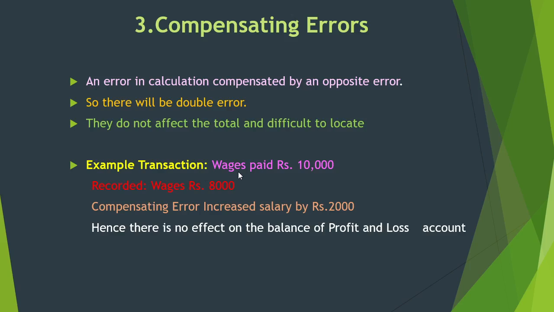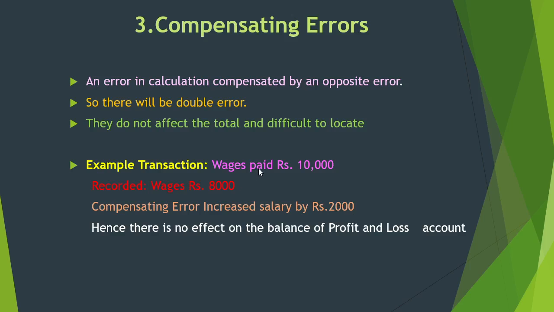Consider an example: wages paid rupees 10,000, but they have recorded wages rupees 8,000. So there is a difference of 2,000. They have undervalued the wages by rupees 2,000, under recording wages by 2,000. So in order to compensate this mistake, they have committed another mistake, that is a compensating mistake: increased salary by rupees 2,000.